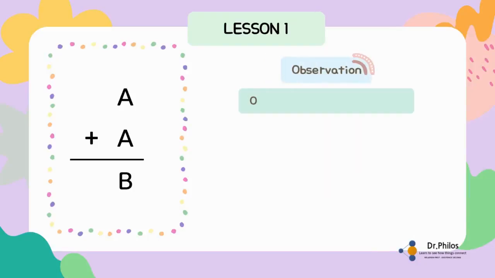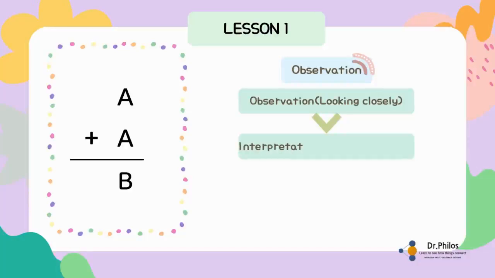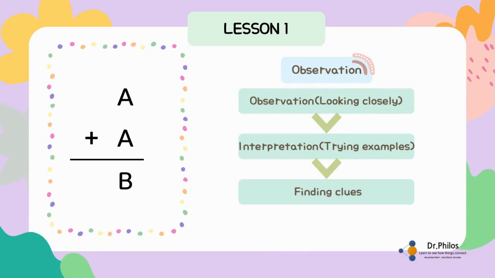This doesn't only apply to letter-sum deduction. It's a method you can apply to other problems, and even when you become an adult. Today is the first lesson of letter-sum deduction. Remember the observation process and apply it to problem solving from now on.